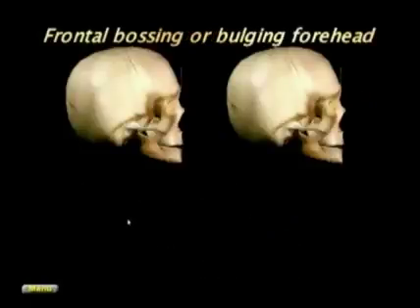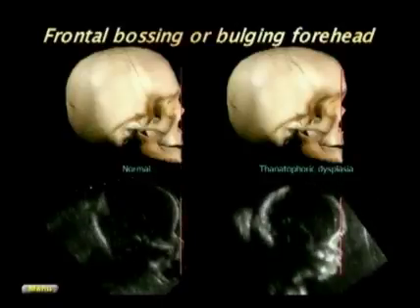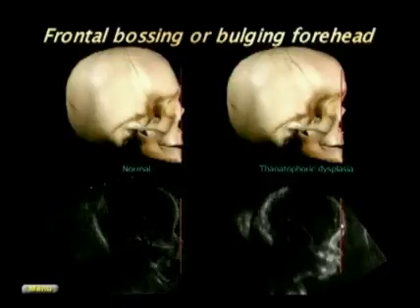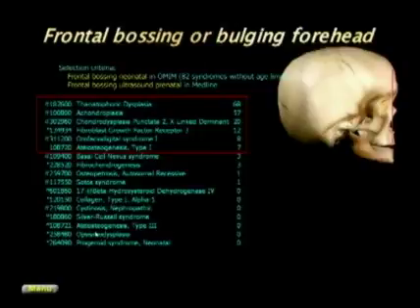Another thing to look at is frontal bossing, or bulging of the forehead. If you trace a line that intersects the front of the face here, that line should not cross the forehead. If the forehead is in that image, then we talk about frontal bossing. And this is a normal fetus here. This is a fetus with thanatophoric dysplasia. And there are several other conditions that present with frontal bossing, and they're listed over here.